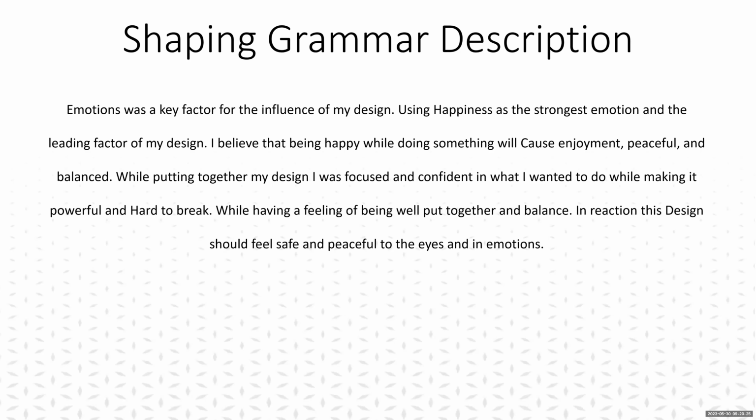Shape grammar description. So the description is basically the emotions, like how the emotions were a key factor for the influence of my design, using happiness as a strong emotion and the leading factor of my design. I believe that being happy while doing something will cause enjoyment, peace, and balance while putting together my design. I was focused and confident in what I wanted to do while making it powerful and hard to break. While having a feeling of being well put together and balanced in reaction, this design should feel safe, peaceful to the eyes and in emotions.